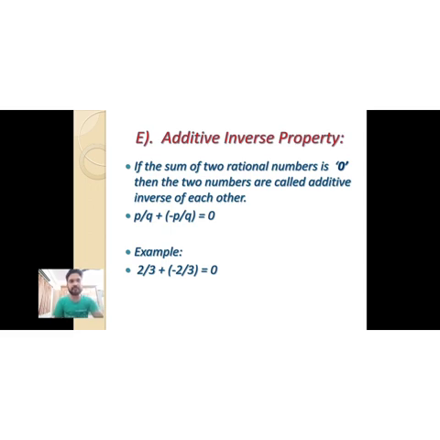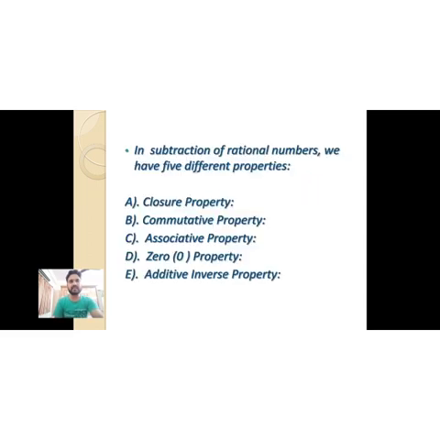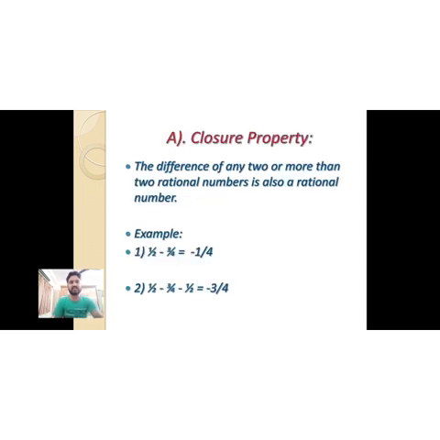Okay, now subtraction of a rational number. In subtraction of a rational number, I just wrote down all 5 properties: closure property, commutative property, associative property, zero property, and additive inverse property. But in this, B and C do not exist in subtraction, and D and E are just mixed with each other. Let me start from A, the closure property.